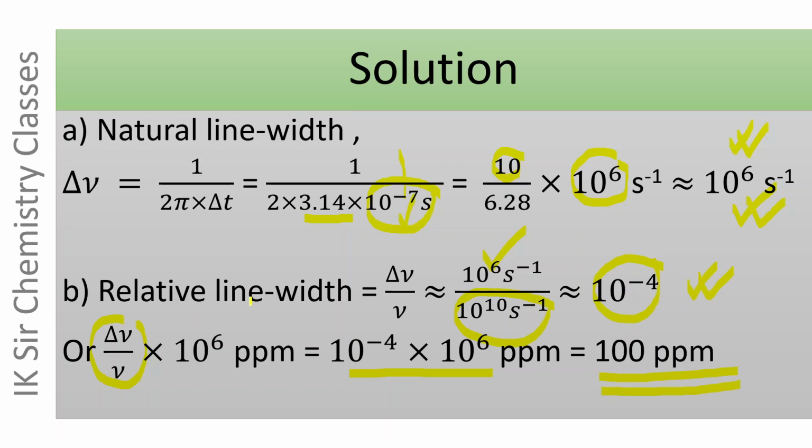The relative line width of the ESR spectral line is about 100 ppm. This is a very small quantity, parts per million. The relative line width is 100 out of 1 million, that is 10 to the power 6.